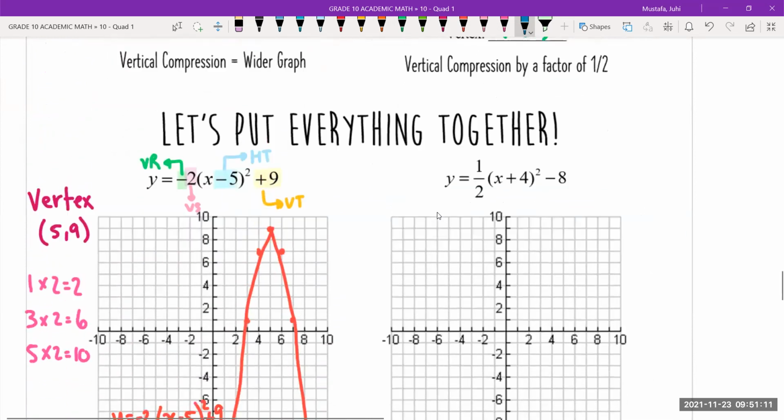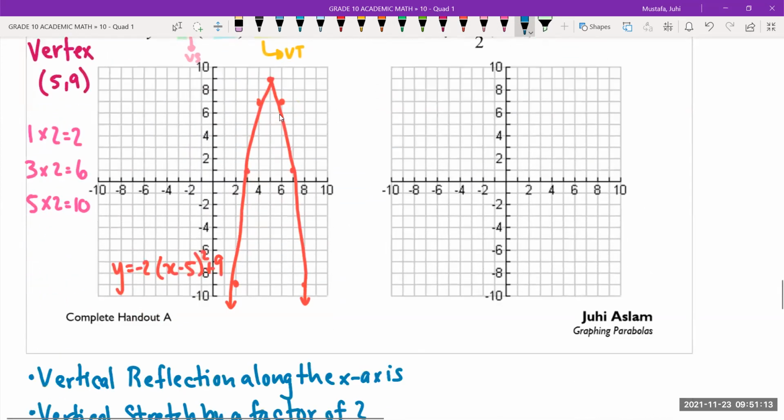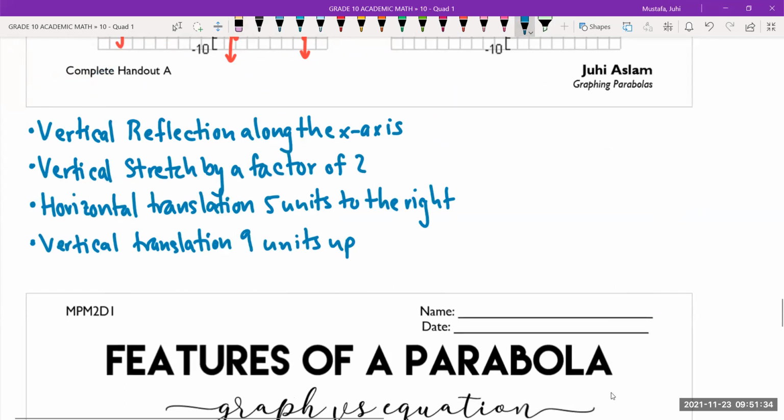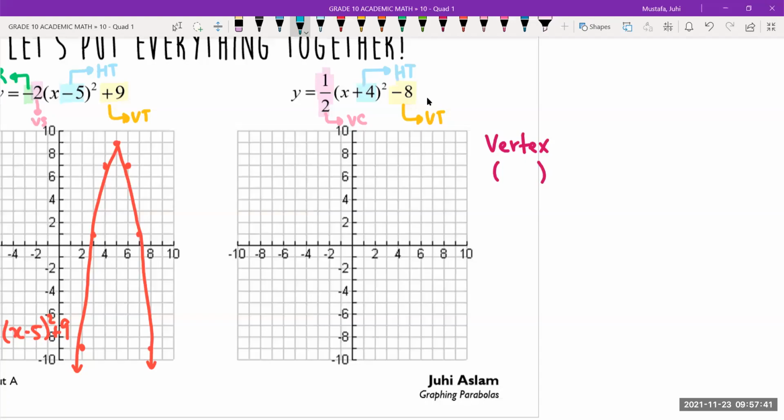Okay, and then finally, how would I describe this positive 9? Safir? Yeah. Vertical translation, 9 units up. So in this question, there are 3 transformations. We don't have 4 because we don't have that negative sign. We have a vertical compression, we have a horizontal translation, and then a vertical translation.